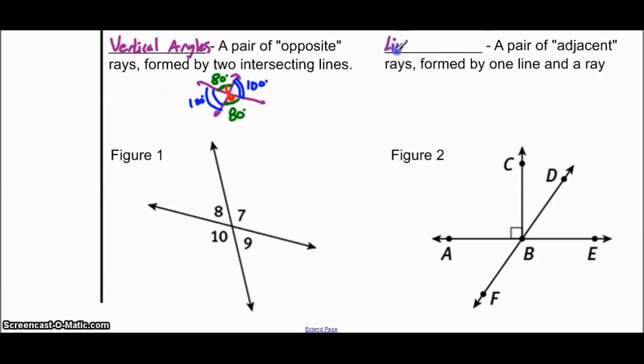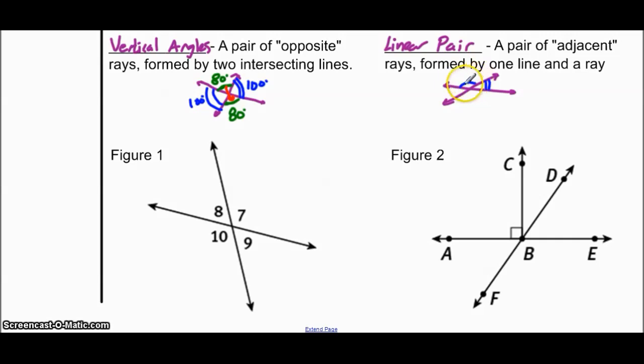Our last word is a pair of adjacent rays formed by one line and a ray. This is a linear pair. So if I have two lines right here, in the last example, vertical angles were across the vertex from each other. But in a linear pair, these angles are adjacent to each other. So, for example, these two.